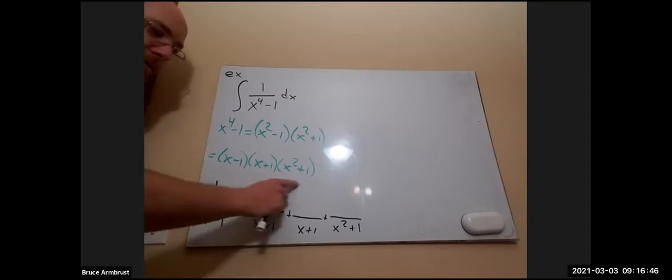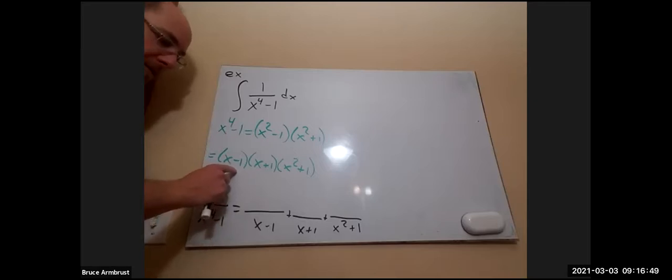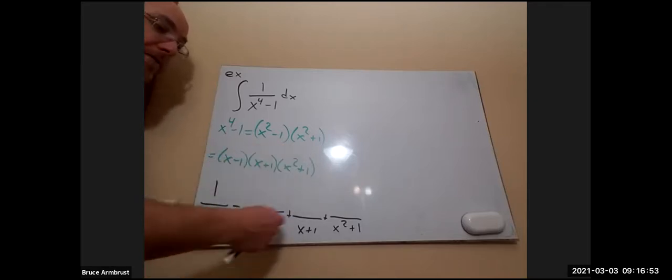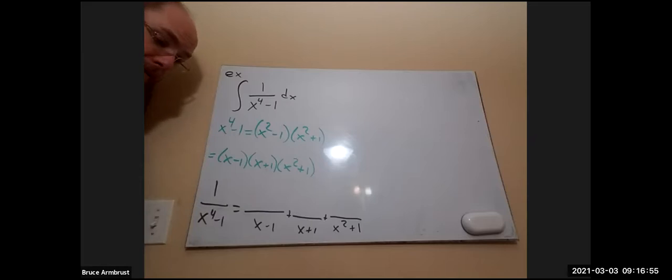There aren't any repeated factors, right? It's not like there's a square or a cube or anything like that on any of the factors, so we don't have to have repeats of them. So these 3 factors are going to lead to these 3 fractions.